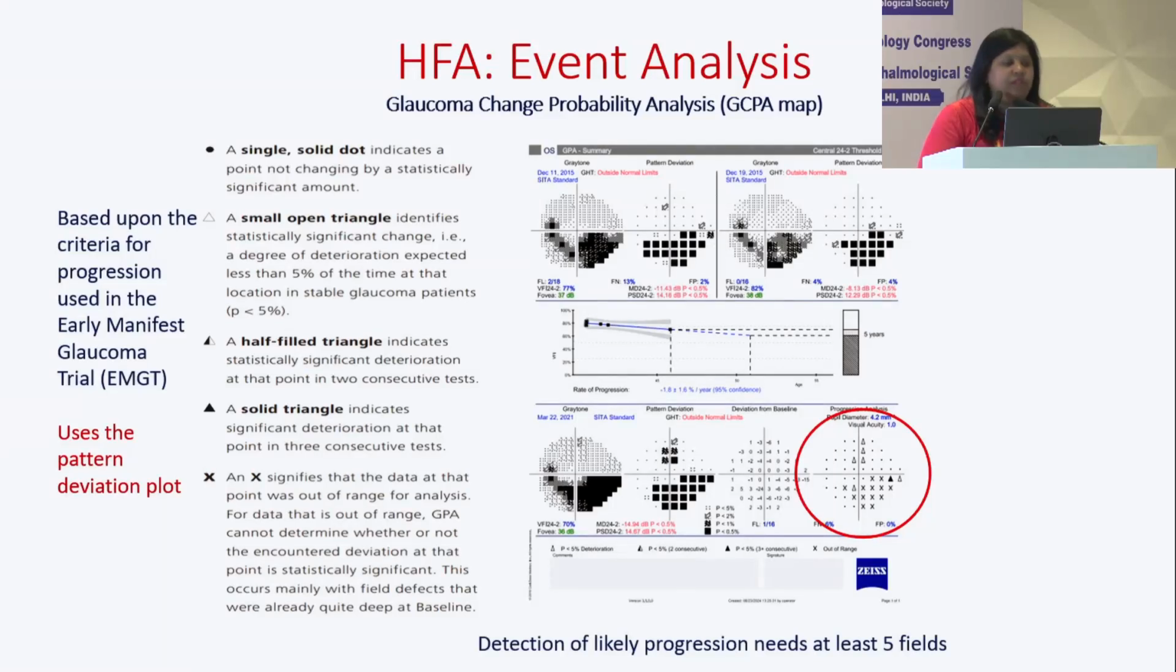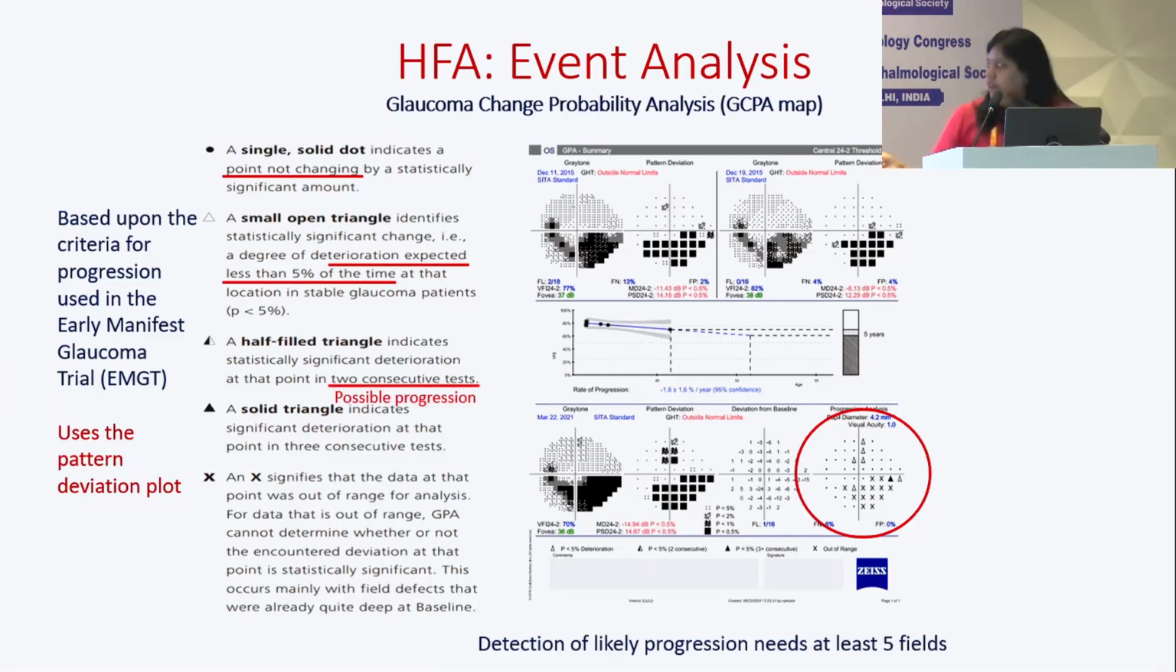Then we come to the event analysis. Now the event analysis is based upon the criteria for progression used in the EMGT, the Early Manifest Glaucoma Trial, and it uses the pattern deviation plot. A single solid dot. So if you see, there are so many single solid dots here. So it is a point that is not changing. A small open triangle, so you have the open triangles, there are 4 open triangles here, are a statistically significant change, or the degree of deterioration expected at less than 5% at that time.